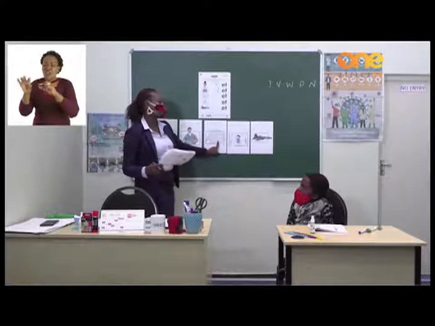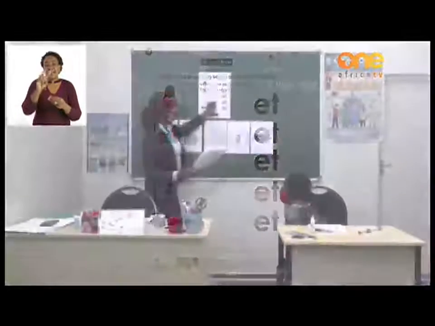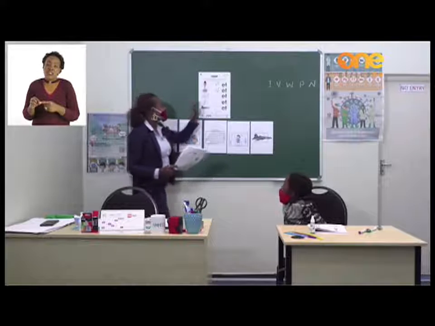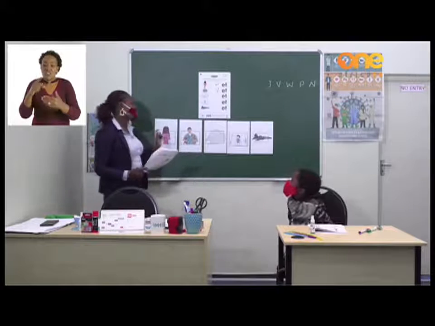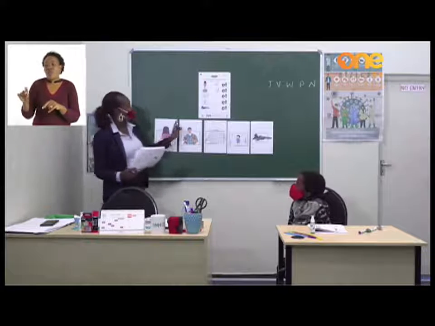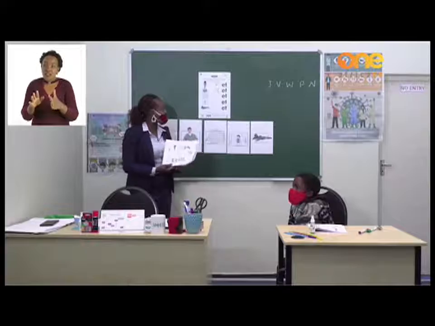Identify the pictures from your booklet. They are in your booklet. You identify them and finish the remaining three. Form a new word by replacing these letters at the beginning of one of these words. You check where does N fit. You come here or here or here. You just choose where you can come up with a word which goes together with the picture given. That's all about phonics, grade 2s. Thank you.